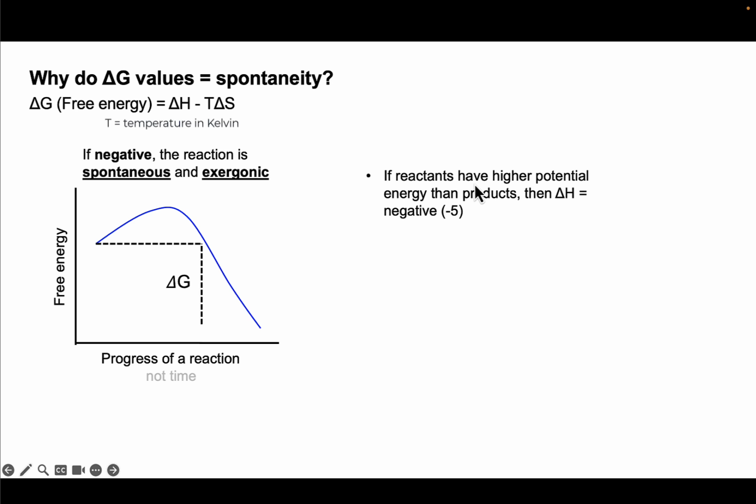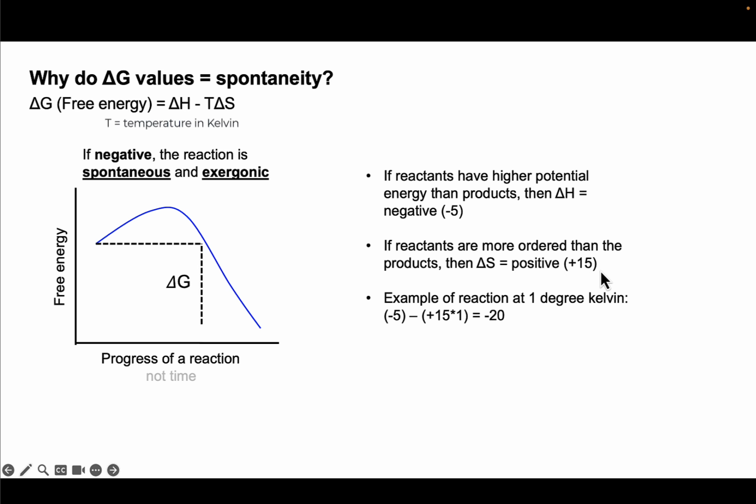If the reactants have a higher potential energy than the products, so they start with high potential energy, then the delta H is going to be negative, right? They're going to have higher heat content. If the reactants are more ordered than the products, and so we're going to create disorder at the end of the reaction, then the delta S is positive. And if we have this imaginary reaction occur at 1 degree Kelvin, then -5 minus +15 is -20. So that's a negative delta G value. And these are both examples of parts of a reaction that contribute to spontaneity.